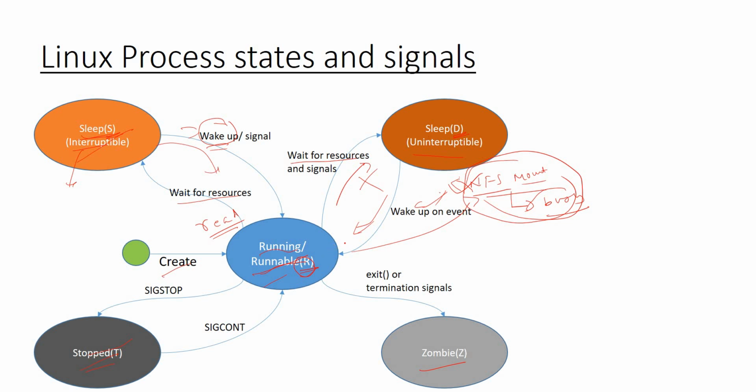If the process is in running or runnable state, we can also stop the process by sending a SIGSTOP signal. This signal will make the process which is running or runnable move to stop state. That means we are pausing this process.